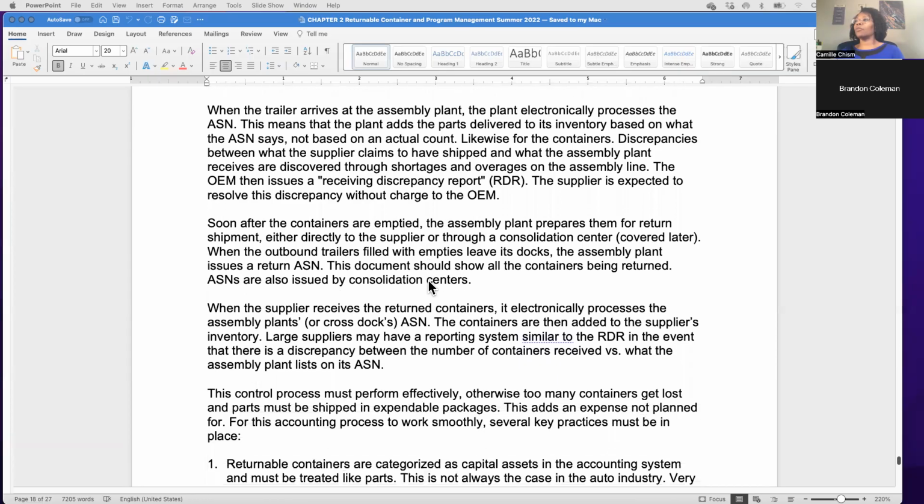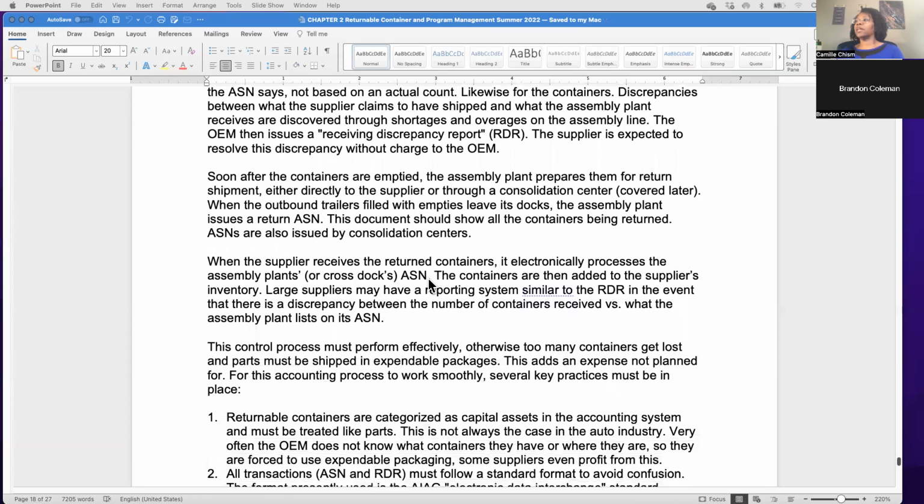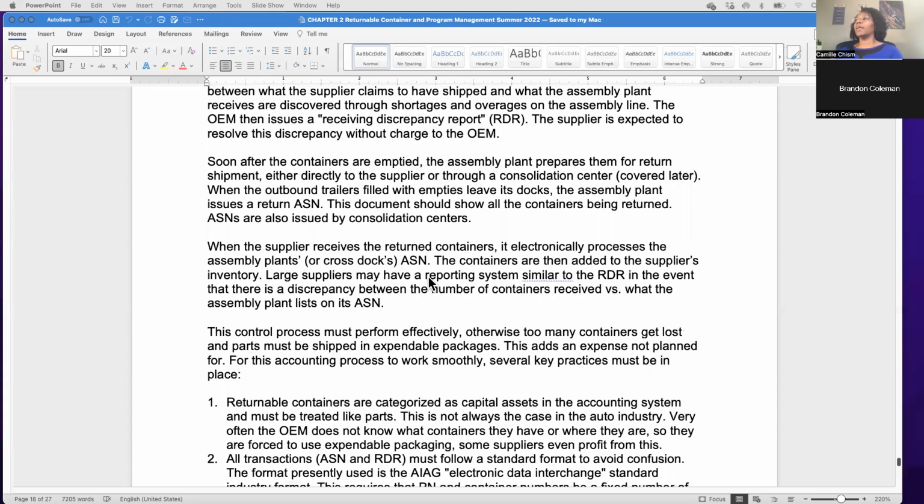But this kind of goes through the whole process of what this looks like when they receive the containers and the parts in them. And then once those containers are empty and they've picked up the empty containers from the line side, and then they bring them back, put them on the return truck, then they do another ASN. So this is something that, I'm going to tell you, if you're working in automotive packaging, at some point you want to learn what they're putting in the ASNs for return containers.